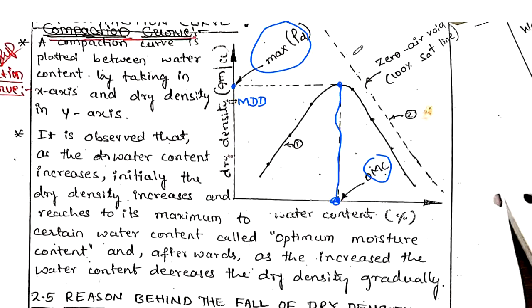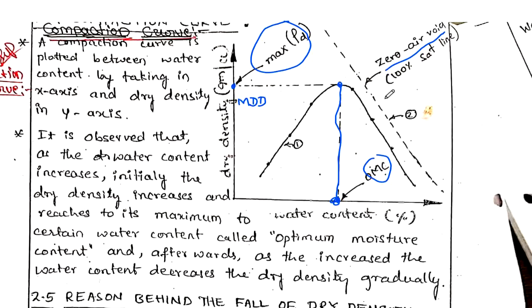But further, you can see there is something called the zero air void line. The zero air void line, or we can call it the 100% saturation line. So there is one point where the degree of saturation is 100%. At that point there will be no air voids remaining.